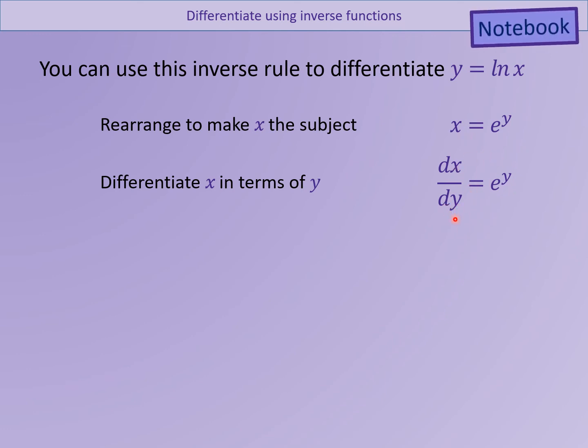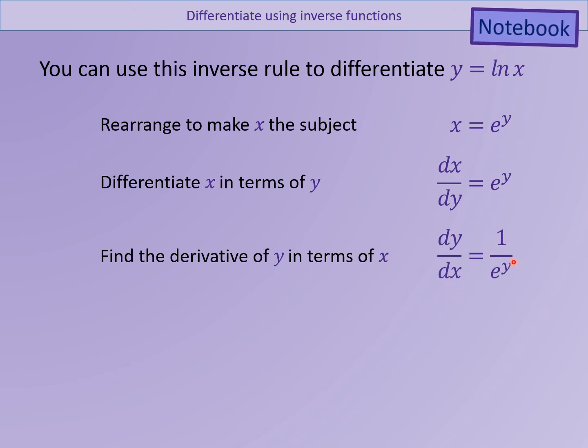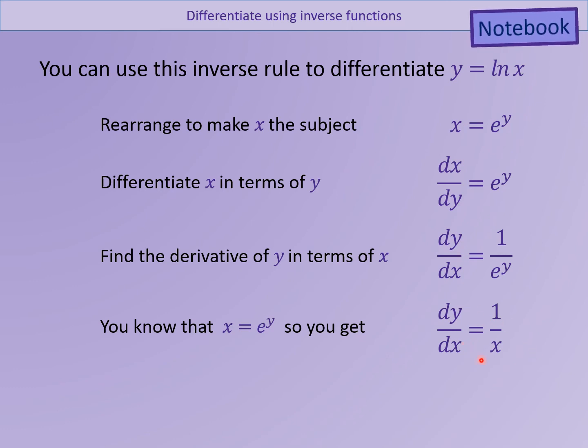Well, if you look at this, I can now work out what dy over dx is. Dy over dx is 1 over e to the y. And so that's the right answer. There you go, you're finished. But what's quite nice about this one is that e to the y is just x. So what I can do at the end is replace that e to the y back into x. And so dy over dx equals 1 over x.